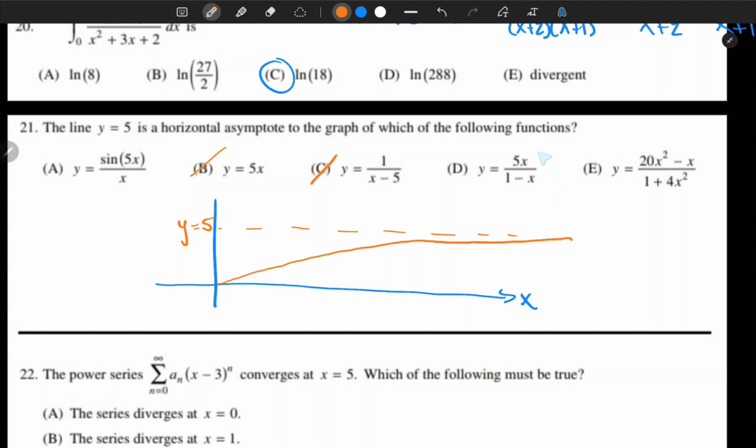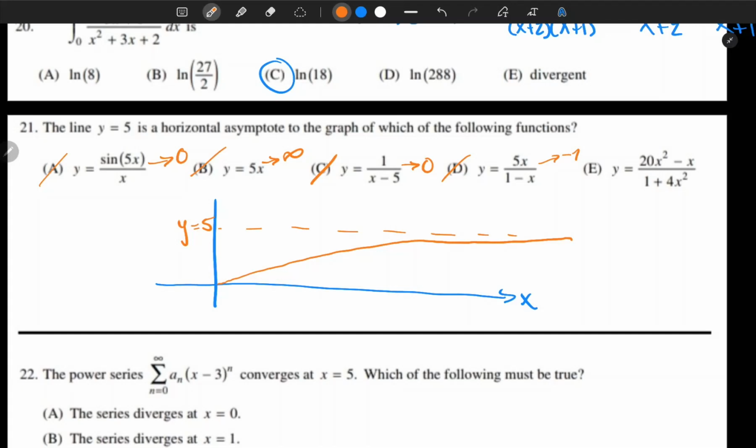Here, when we take x to infinity, this just goes to -1. Similarly, for c, if we take x going to infinity, this goes to 0, because the bottom blows up. And 5 times x, as x goes to infinity, goes to infinity itself. And for the answer A, if we take x to infinity, this dies off and goes to 0. So the only answer left is E.